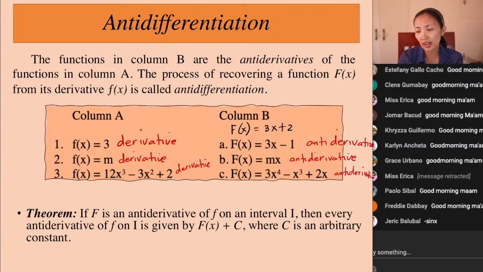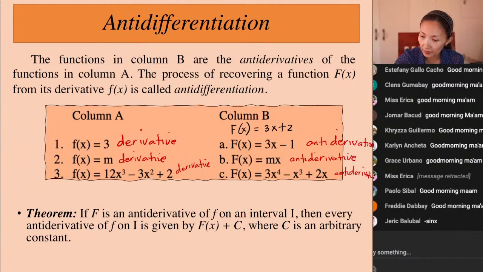If we differentiate the function f(x) equals 3x plus 2, then it gives us the derivative 3, because this constant, when differentiated, gives a derivative of 0. So whatever the value of the constant is, be it negative 1, 2, it will end up with the derivative f'(x) equal to 3. Therefore, in general, we say that the antiderivative of a function f is capital F(x) plus c, where c here is an arbitrary constant.